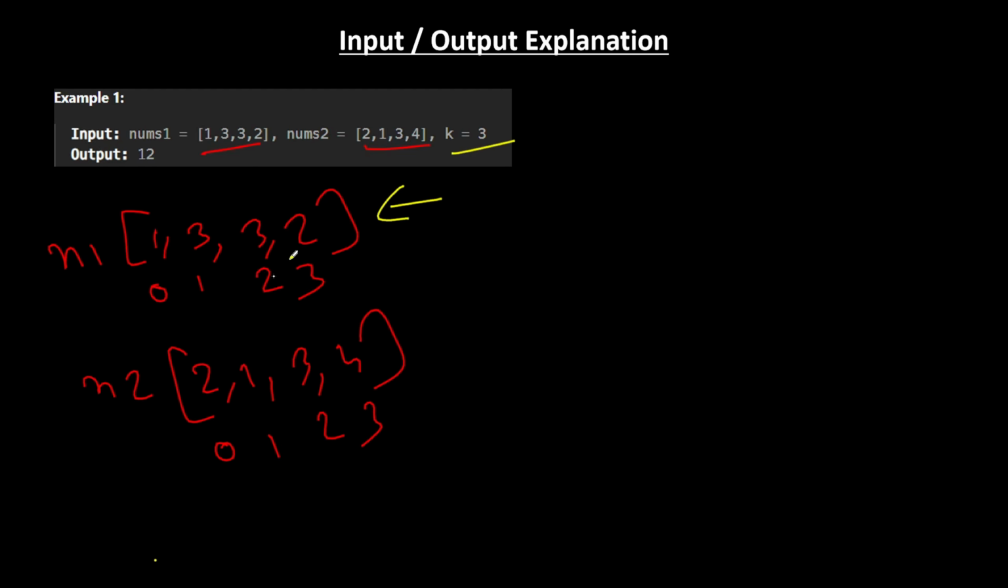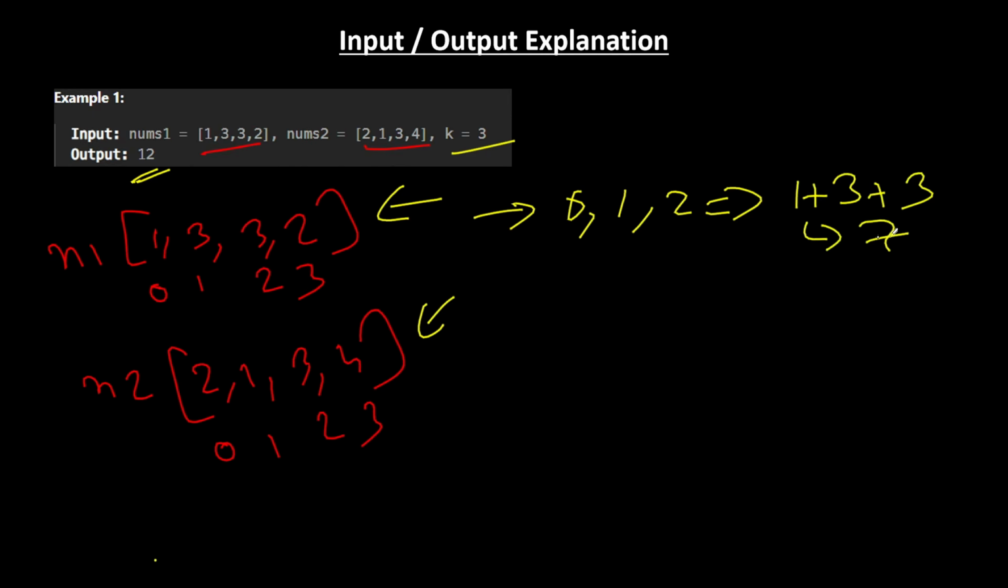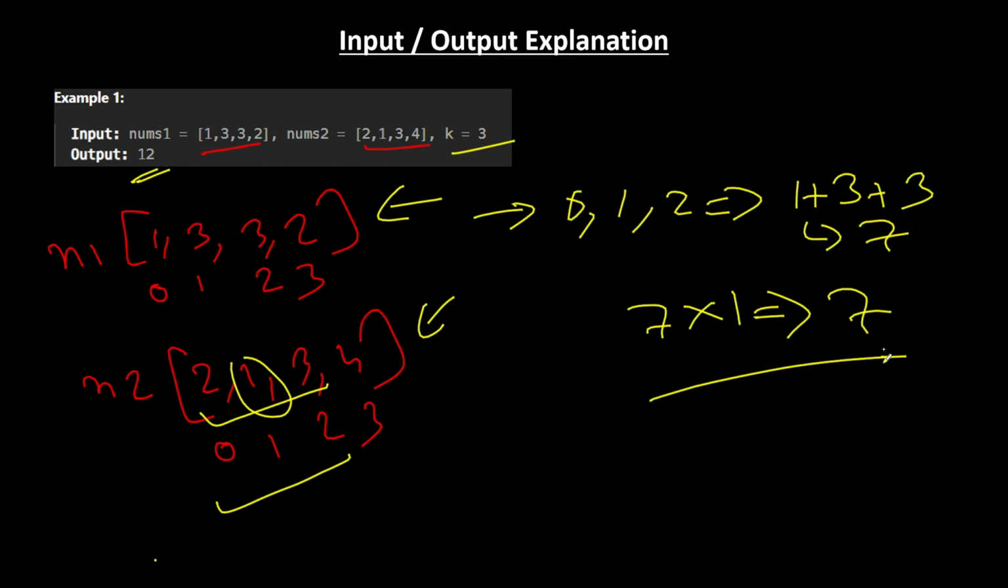Now if I choose to take indices 0, 1, and 2, what is our sum? The values are 1 plus 3 plus 3, so it comes out to be 7. Now from the same indices in nums2, the minimum is 1. So 7 times 1 gives me 7. So we have 7 for this particular case. Now I will store it somewhere, let it be answer. It has the 7 now.